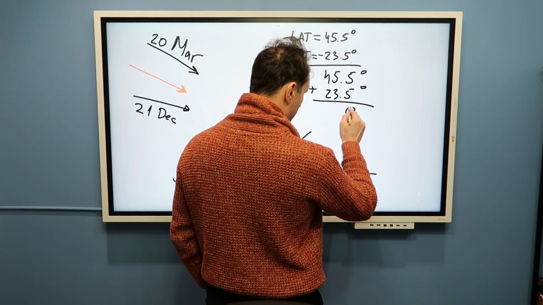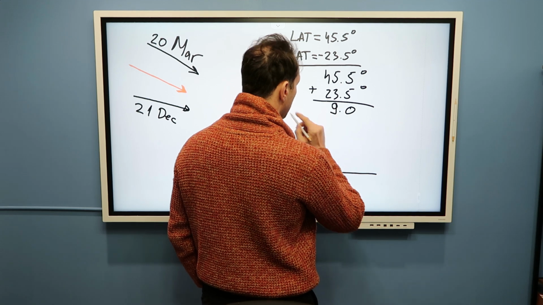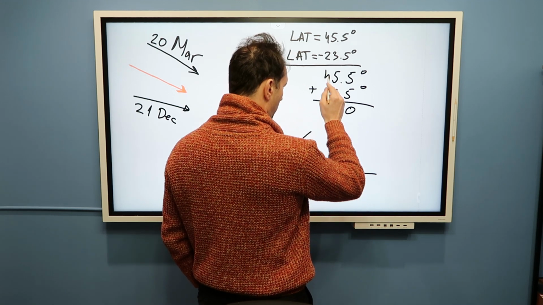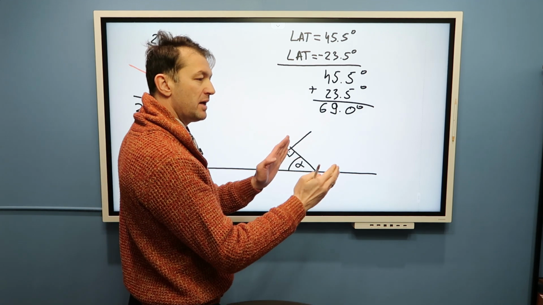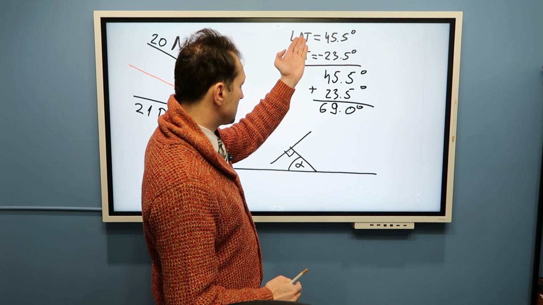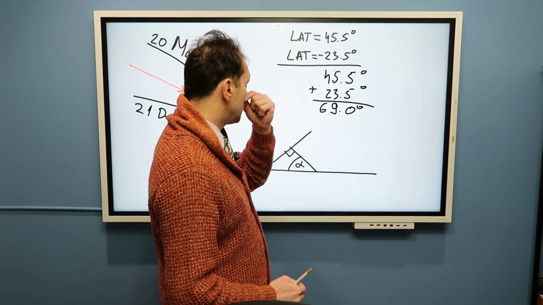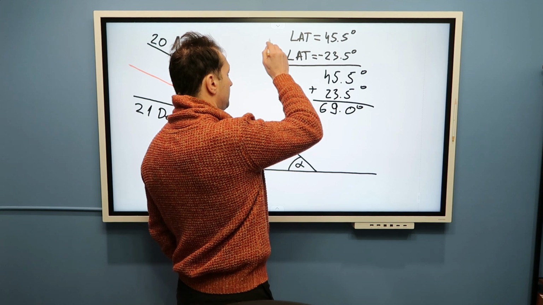5 and 5 is 10, 3 and 1 is 4, and 5 is 9, and 4 and 2 is 6. So 69 degrees. That was step number 1. Find the number of degrees between the latitude where you want to install solar panels and the latitude where the sun is directly overhead. Step number 1.